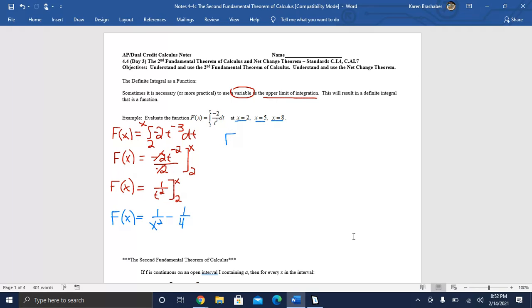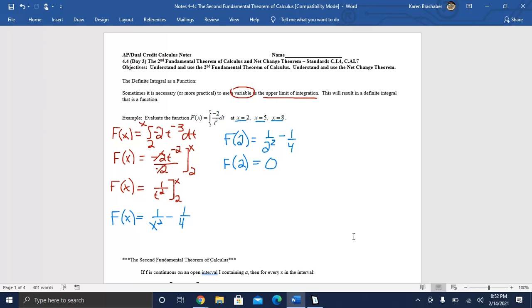So f of 2 is just 1 over 2 squared minus 1/4. And so that's going to be 1/4 minus 1/4, which will be 0. Now, that should make sense to you. As I said before, your alternative would have been to integrate from 2 to 2, and that would be an area of 0. So there's f of 2.